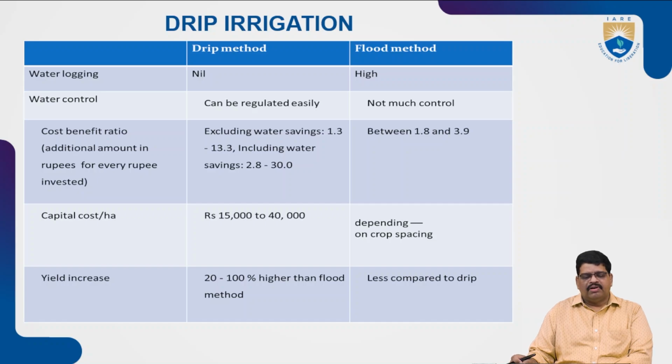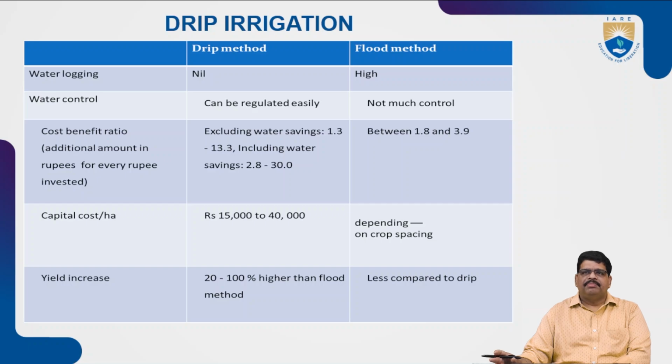Excluding the water savings, the ratio is 1:1.3 to 1:3.3, and including the water savings it is between 1.8 and 3.9. Next, capital cost is 15,000 to 40,000 rupees per hectare, depending on the crop spacing. The next one is yield increment. The yield increment is 20 to 30% higher than the flood method compared to drip irrigation.